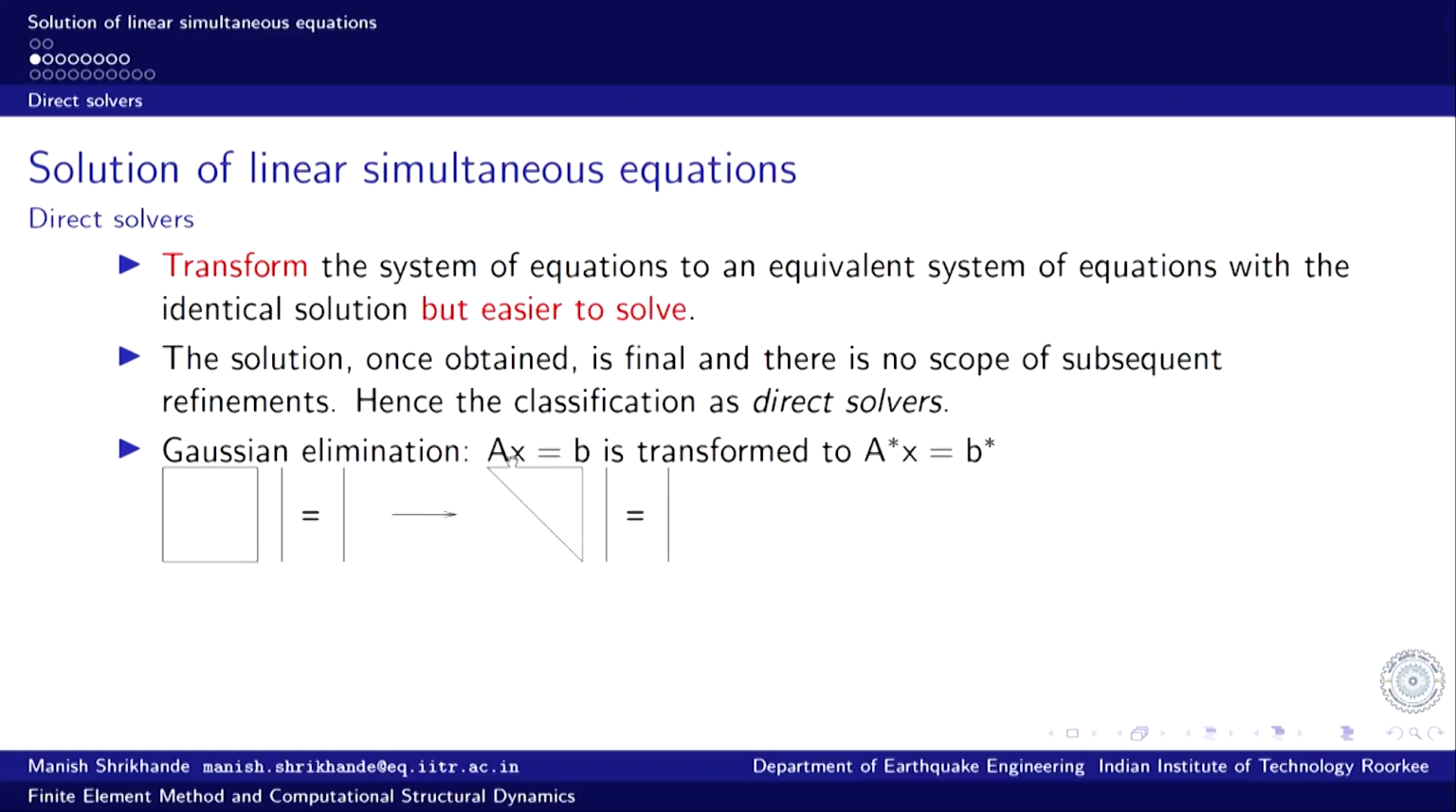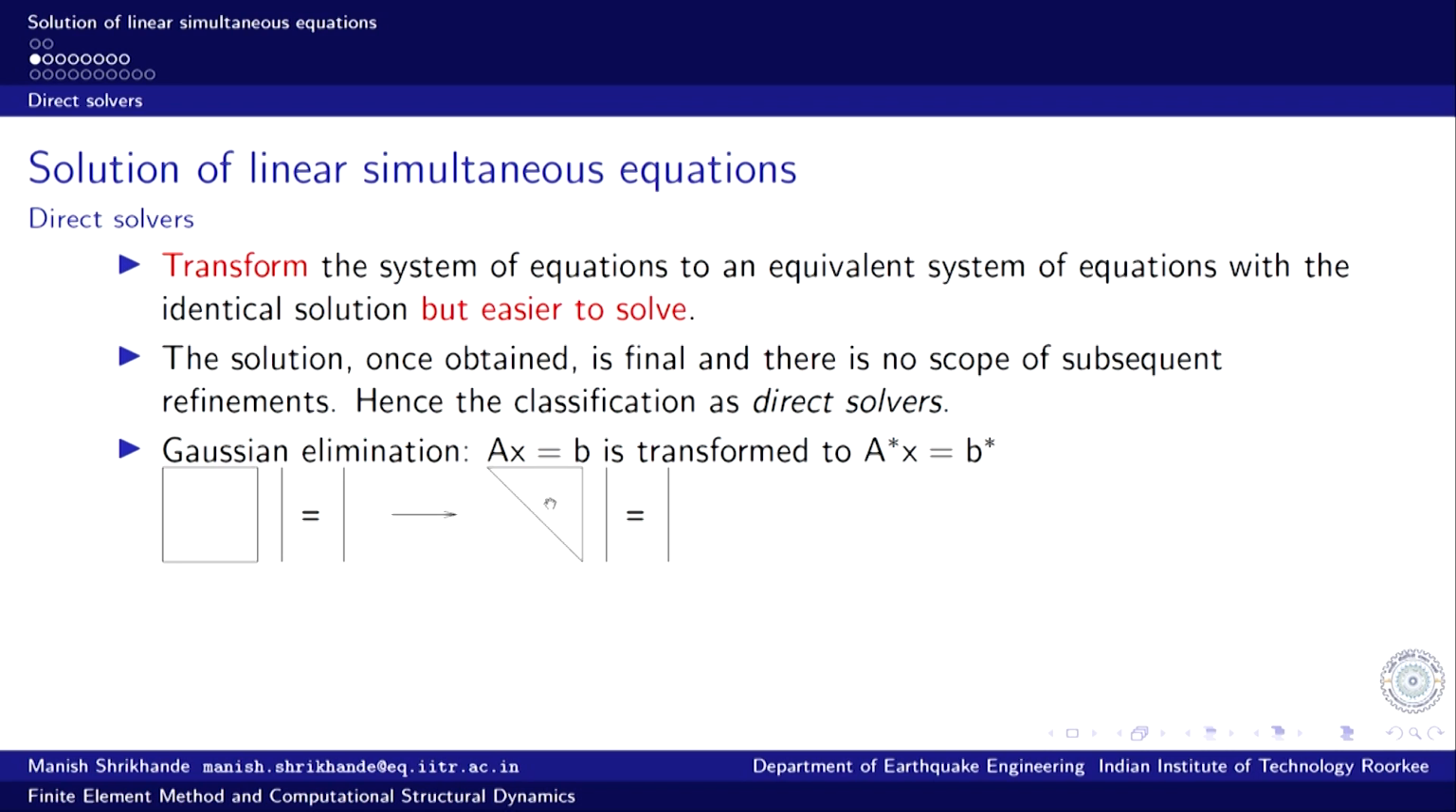If it is good, it is good, if it is bad, it is bad, whatever. So, what is done is Gaussian elimination. In this case, Gaussian elimination, A x is equal to b, is transformed into another system of equations, let us say A star x is equal to b star. And what is done is essentially this square matrix is transformed into an upper triangular matrix.